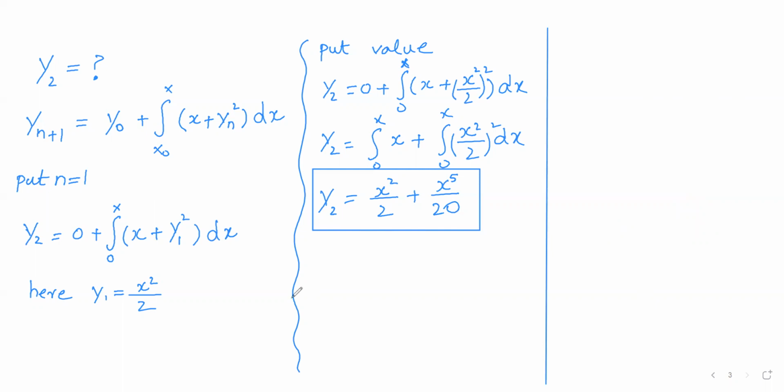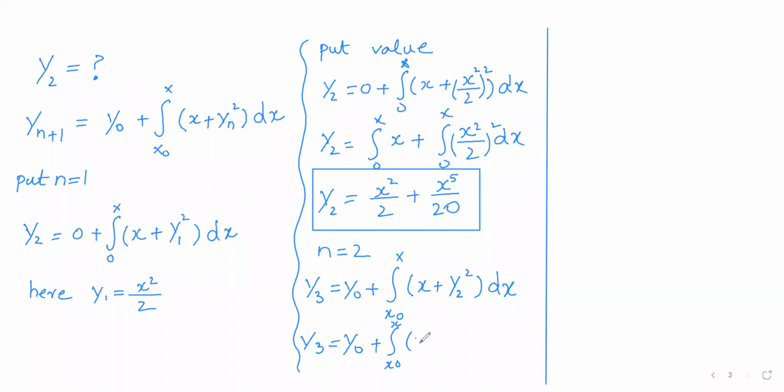Okay, this is the answer for y2, and for the last one, if we put n equal to 2, then it will be y3. y3 will be equal to y naught plus the integral from x naught to x of x plus y2 squared dx, right? Here y2 is equal to x squared by 2 plus x5 by 20, raised to power 2, into dx.